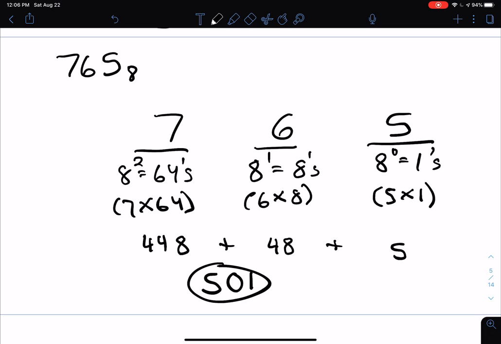So you're going to do some multiplication. You're going to take the numeral that's in that position, multiply by that place value, and then add up the results.